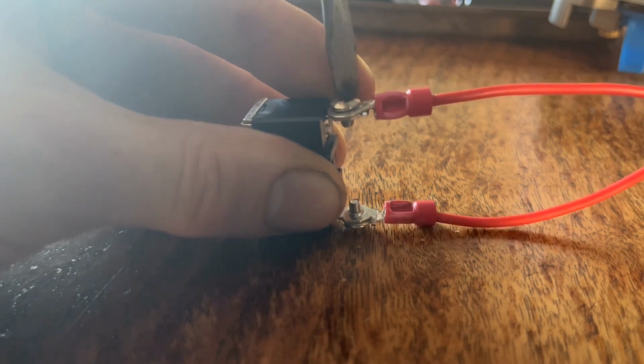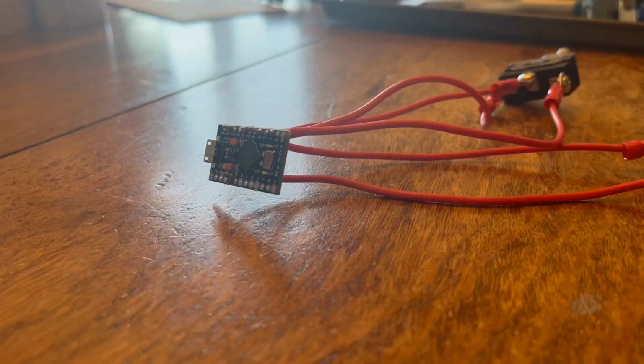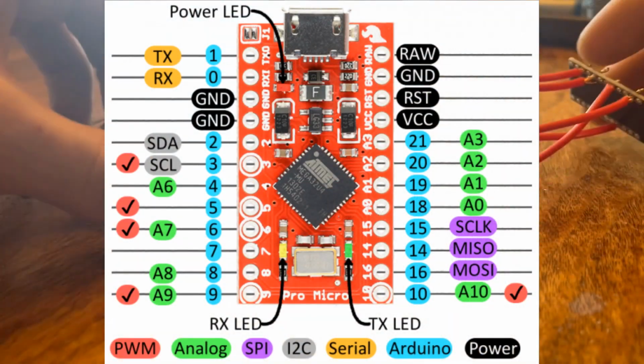Now here's where we get into the fancy parts. We're going to take the Arduino and solder the wires to it. Each one of the holes along the side of the Arduino is called a pin, and the lettering next to the pin identifies what the pin is called. Here's a diagram showing the pinout for the Arduino Pro Micro.